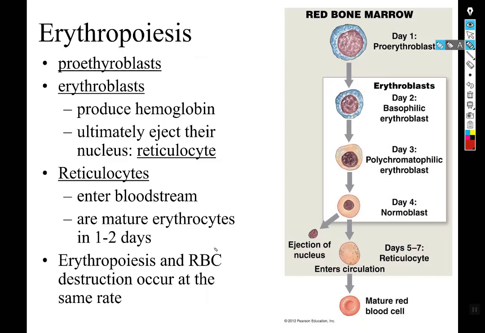And again, as I said in a previous slide, assuming everything is normal, erythropoiesis and the destruction of red blood cells should occur at the same rate. If destruction outpaces erythropoiesis, you get anemia, and if erythropoiesis outpaces destruction, you get polycythemia. Neither of those things are good. You want a happy medium.